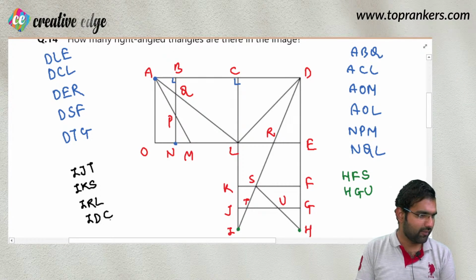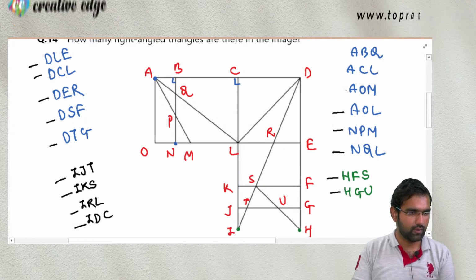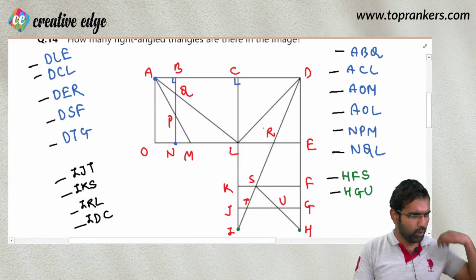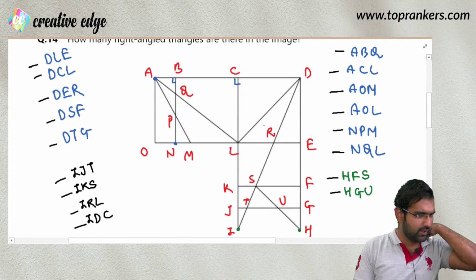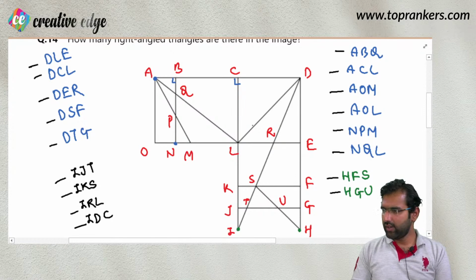How many triangles have we counted so far? 1, 2, 3, 4, 5, 6, 7, 8, 9, 10, 11, 12, 13, 14, 15, 16, 17. One more is missing. I hope we have considered everything. One more I haven't noticed.